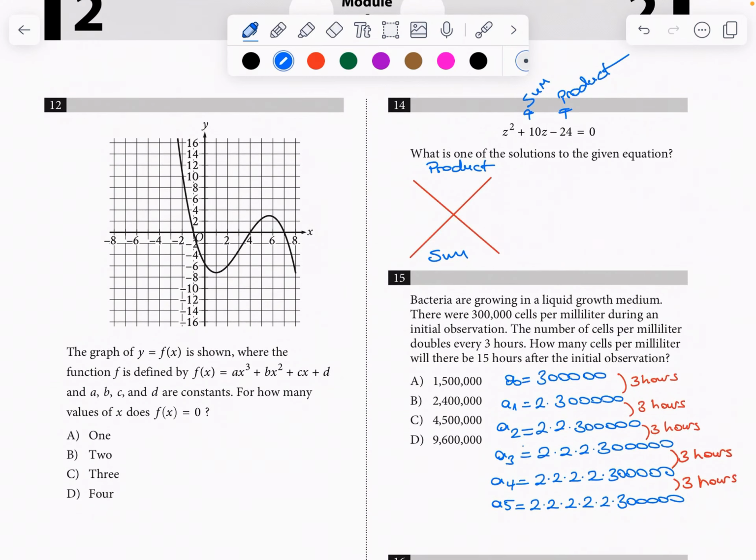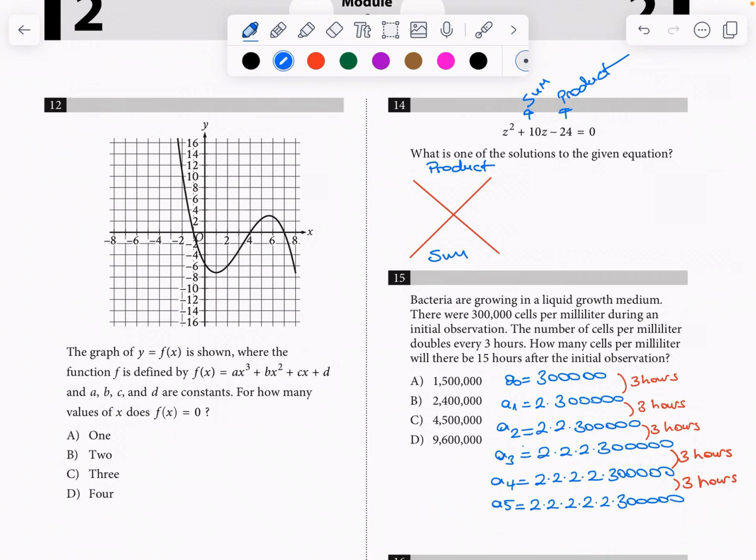So here we have a graph. The graph of y equals f of x is shown, where the function f is defined by f of x equals ax cubed plus bx squared plus cx plus d, and a, b, c, and d are constants. For how many values of x does f of x equal 0? So we need to find the zeros of this function on the graph.